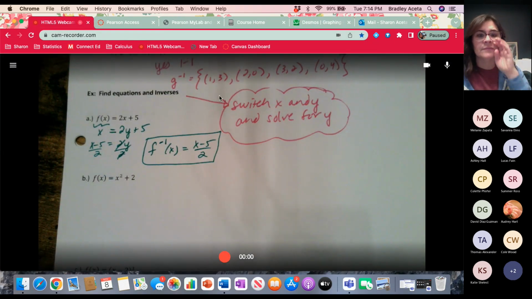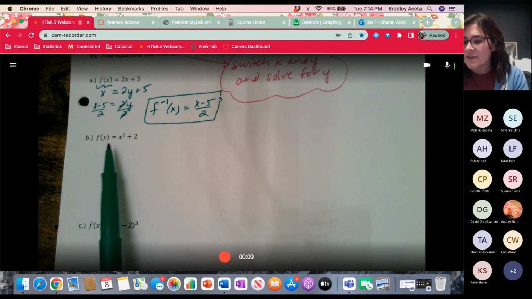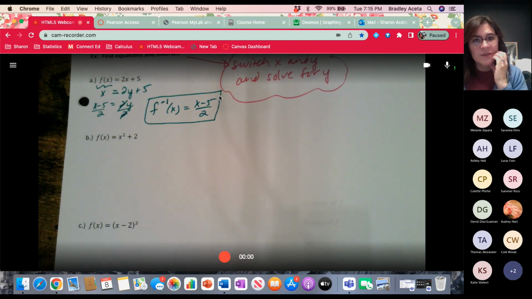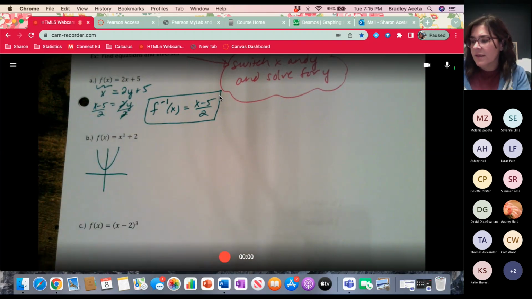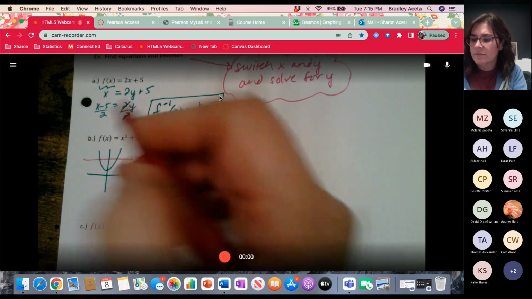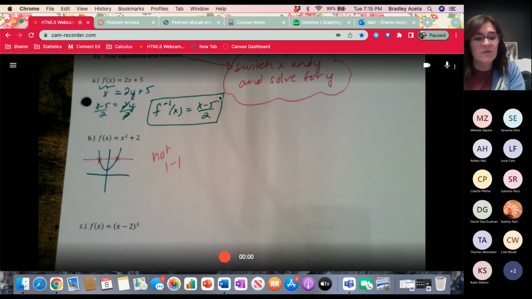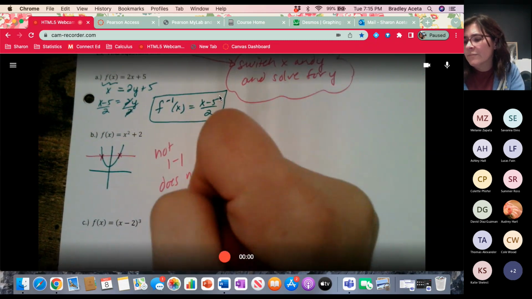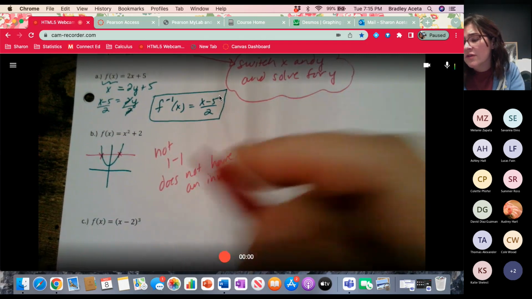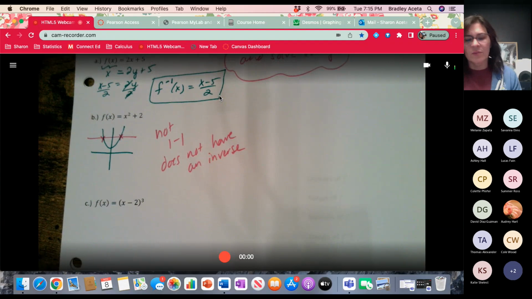Let's do another one. I saw them do this on Pearson. f of x equals x squared plus 2. Well, x squared plus 2 is a parabola that's been shifted up 2. And parabolas fail the horizontal line test. It's not one-to-one. So you don't even have to find it. Does not have an inverse. We could restrict the domain and give it an inverse, but I only saw that on one question, which I gave in a future example. So we'll do that in a minute.